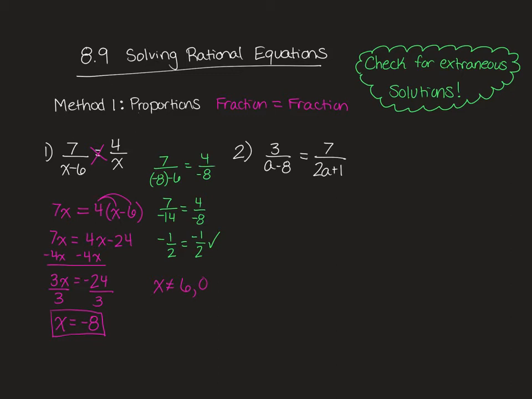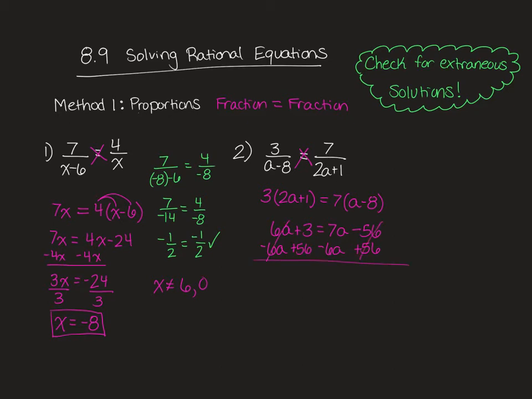Let's look at number 2. So again, we have the fraction equal to the fraction, so we can cross multiply. So I will get 3 times 2a plus 1 is equal to 7 times a minus 8. You can distribute, so you get 6a plus 3 is equal to 7a minus 56. Start to solve for a. So I'm going to subtract 6a. I'm going to get all of my a's on one side. And I'm going to add 56 to the other side.